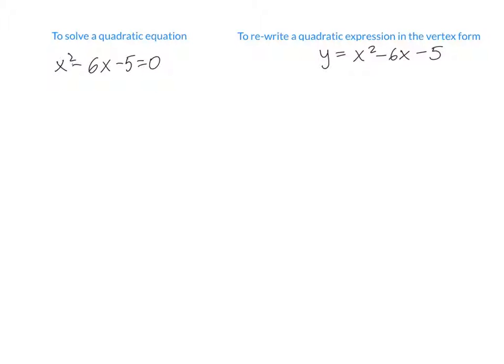One situation is we have a quadratic equation. It's an equation to solve. So what we want is to find solutions. X equals something and something else.